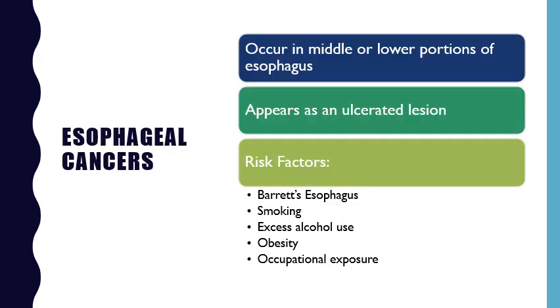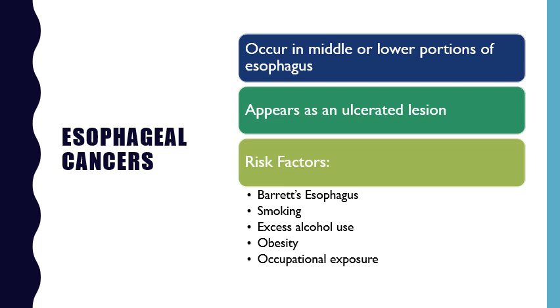Esophageal cancers are not that common, but they are very serious. They occur in the middle or lower portions of the esophagus, and they're most commonly adenocarcinomas. Typically, they are malignant with metastasis. The tumor appears as an ulcerated lesion that can penetrate into that muscular layer and extend beyond the wall of the esophagus. Because there is a lot of rich lymph and blood supply into the esophagus, when that tumor spreads, it spreads through the lymph nodes and metastasizes or mets through the whole body.